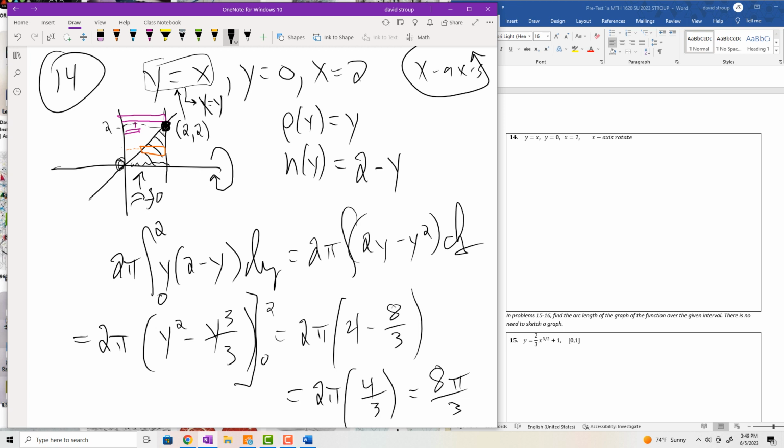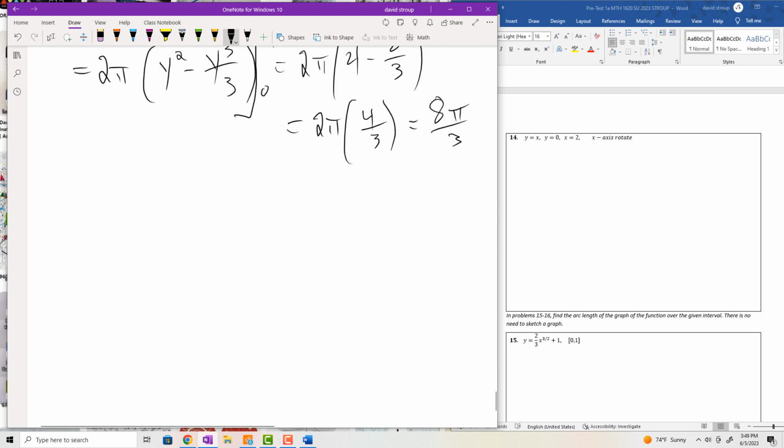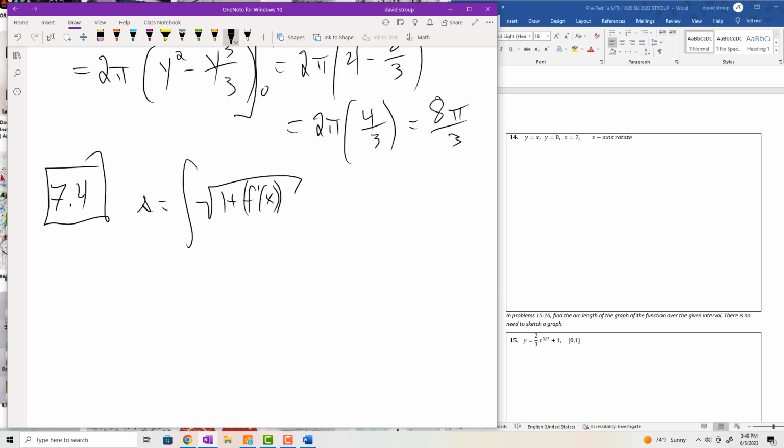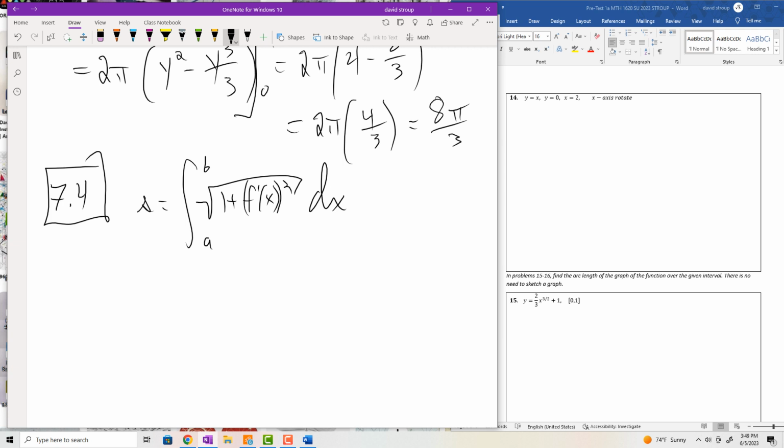Then the final type of problem we need for our test is the arc length formula from 7.4. Again, there's no 7.5 on the test. But anyways, the arc length formula, S is equal to the integral of the square root of 1 plus f prime of x squared dx from whatever a to b. Okie dokie. So, problem 15. We have y equals 2/3 x to the 3/2 plus 1 going from 0 to 1.